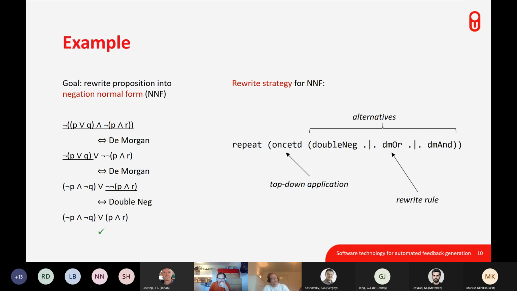Now we want to apply these 3 rules somewhere inside the formula. And for this, we can use the once top-down combinator, which tells you that you should, in a top-down fashion, try to apply these kinds of rules. And you have to repeat this strategy until no rules can be applied anymore. This is what the repeat combinator is doing, on the outside. So this is the kind of rewrite strategy that we formulate. And based on this, we can automatically generate all kinds of interesting feedback messages to learners.